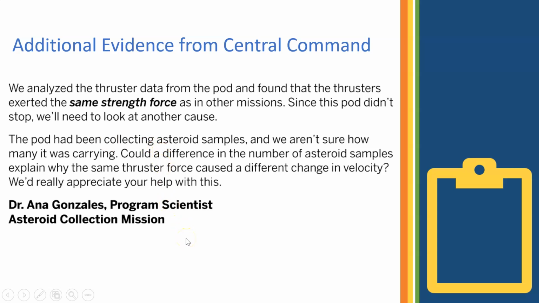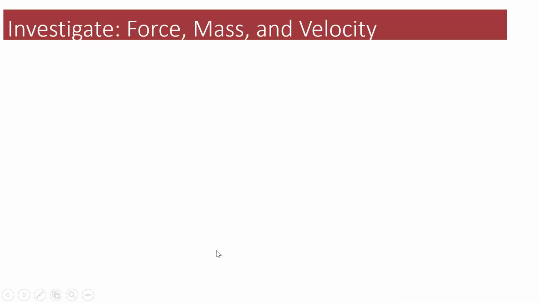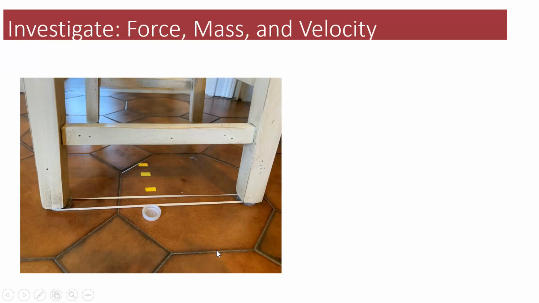To see if the asteroid samples made a difference in how the pod's velocity changed, let's do an investigation. In this investigation, you're going to need your launcher. That represents the thruster force. And your bottle cap, that's representing the pod. And some coins, that can represent the asteroid samples. Now, I used pennies, but you can use any coin that's going to fit in your cap.